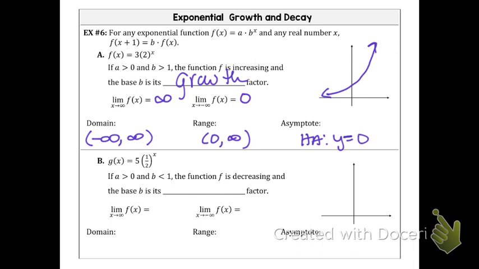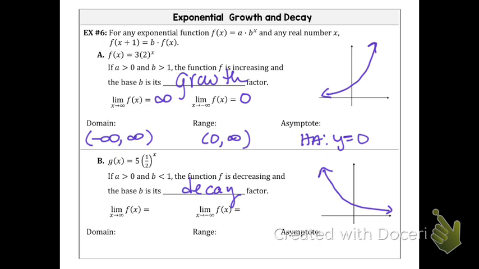Then on B, our a was greater than 0, but our b was between 0 and 1, which meant the function f is decreasing, and its base b then is its decay factor. It's getting smaller, it's decaying. And so it's going down as we go from left to right.